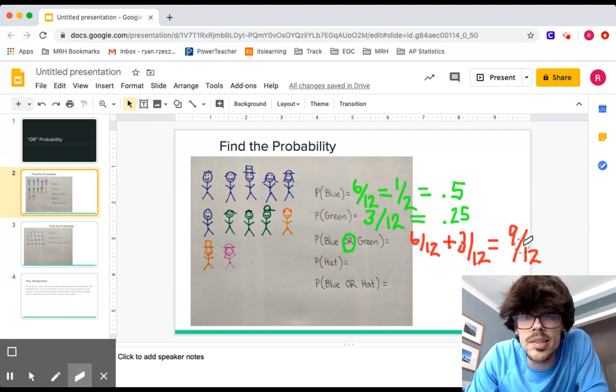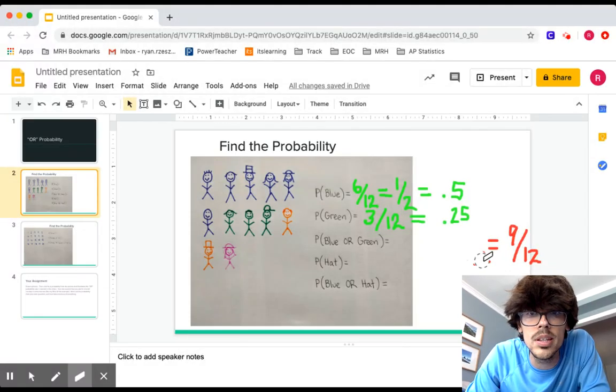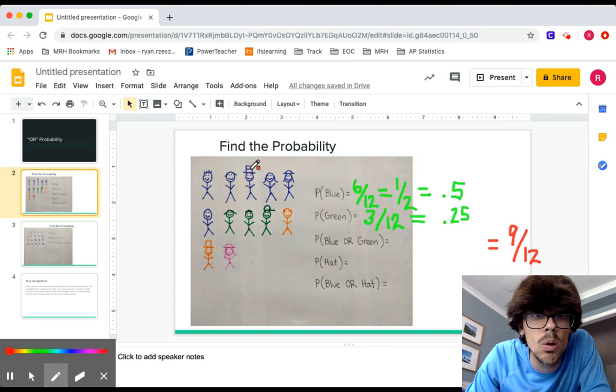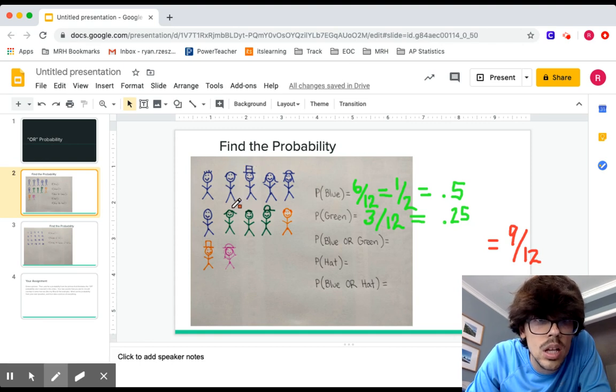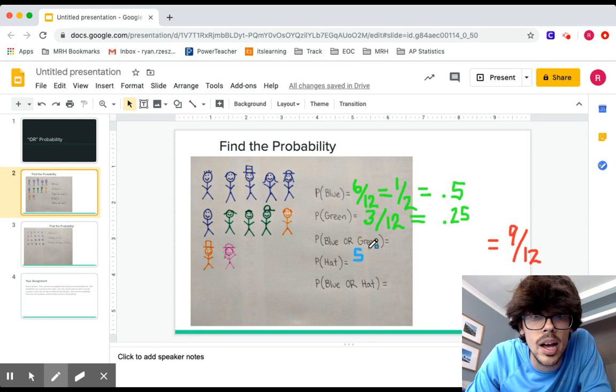I'm going to go ahead and erase this last one here, or give myself a little more space at least. On my 4th problem, I asked for the probability that the person is wearing a hat. Well, if I look at my picture right here, I have 1, 2, 3, 4. There are 5 people wearing hats. So the probability for hats appears to be 5 out of 12.